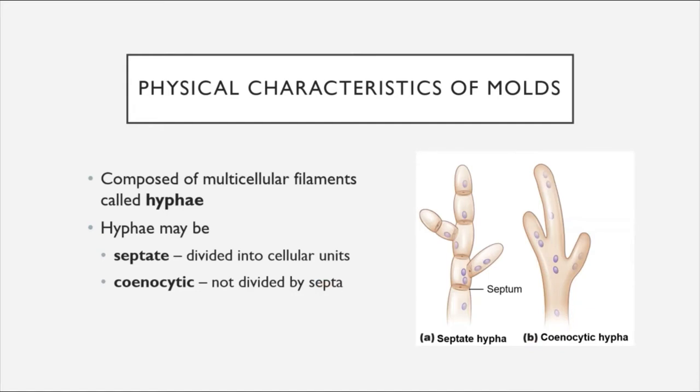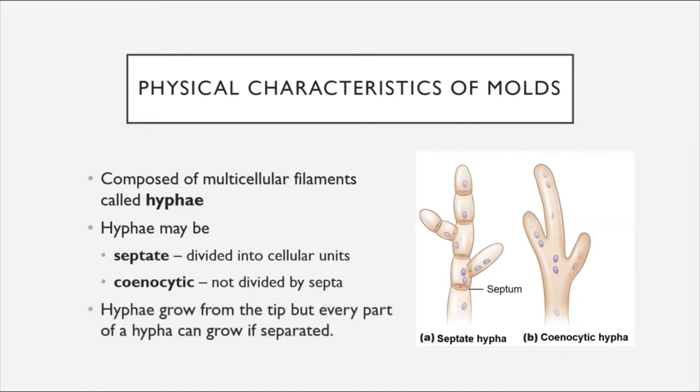When hyphae are growing, they grow from the tip, but every part of the hypha can grow if it becomes separated and breaks off from the existing filament. And we'll talk about that when we talk about mold reproduction momentarily.